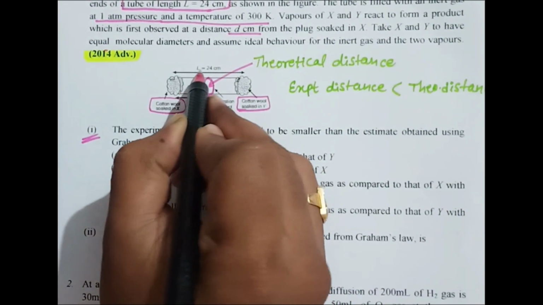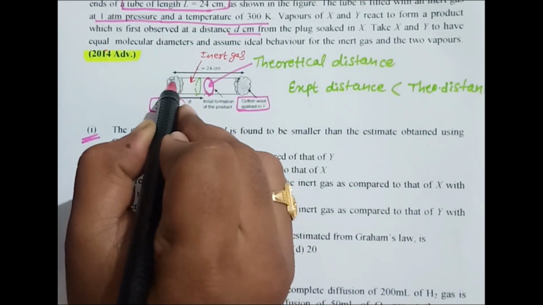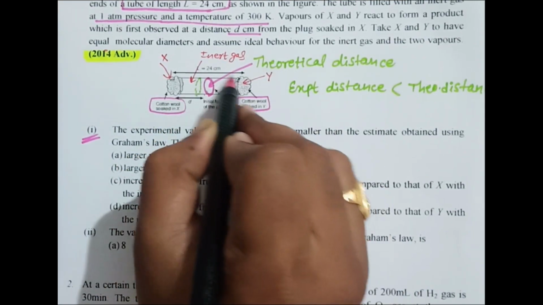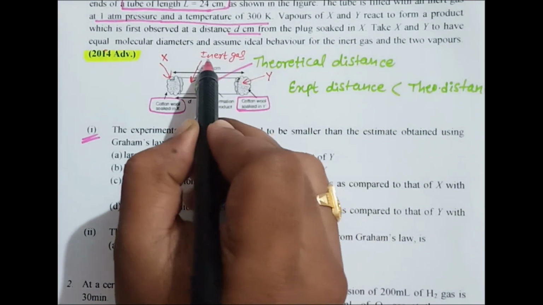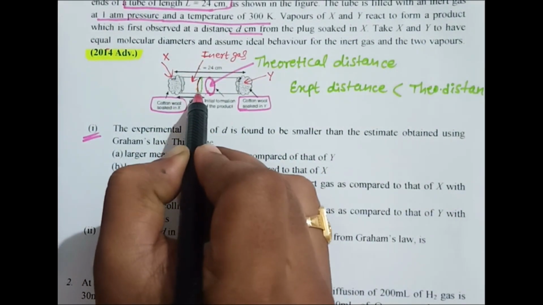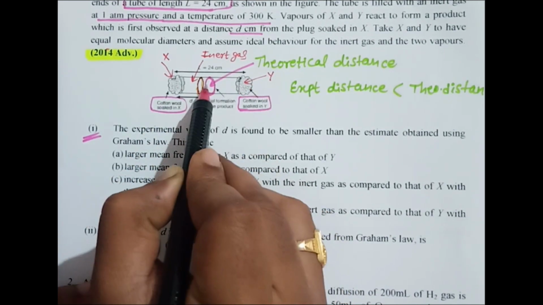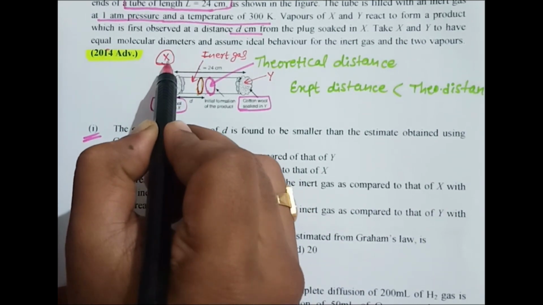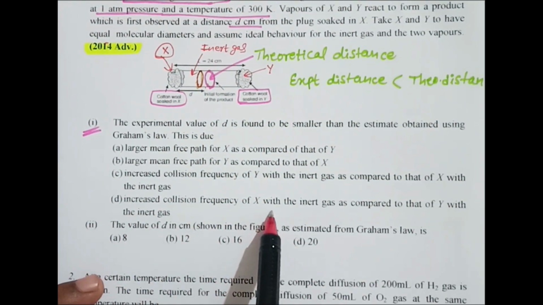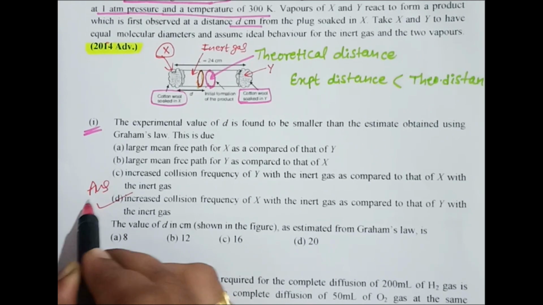Here inert gas is already present, and this X gas will strike it as well as this Y gas will also strike, and that collision decreases the speed of travel, so the traveling distance is decreased. Here X is moving slowly and Y is moving faster, which means X is facing more collisions with inert gas. So it means increased collision frequency of X with inert gas as compared to Y. That's the answer. Therefore the answer is D.